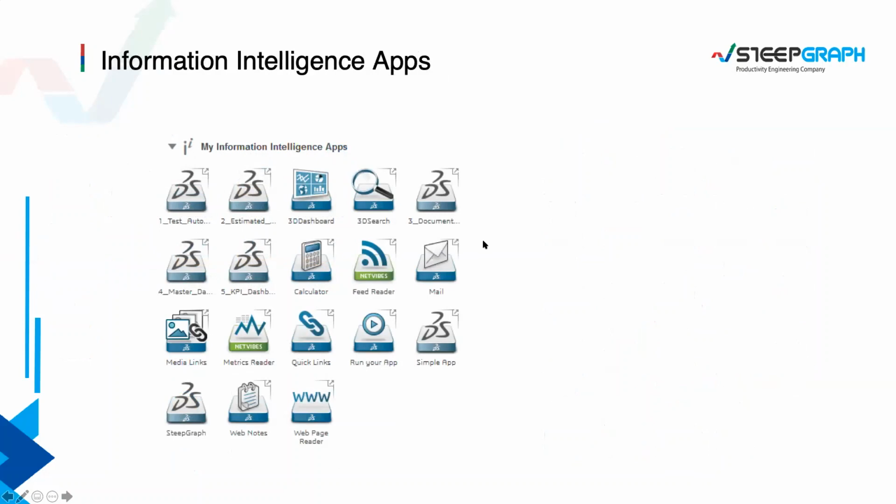So now this is another quadrant of the compass where you have the information intelligence apps. We have created quite a few of our custom apps as well, for example, for test automation, for estimated numbers, and like this. And then there are some out-of-the-box apps as well, like calculator, feed reader, mail, 3D search, and so on. And under this one, you will see a special app called 3D Dashboard. This is the starting point to launch your dashboard. We will see in the demo as well how we start this.